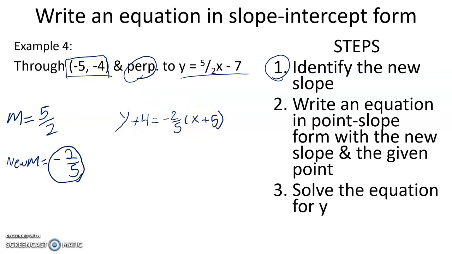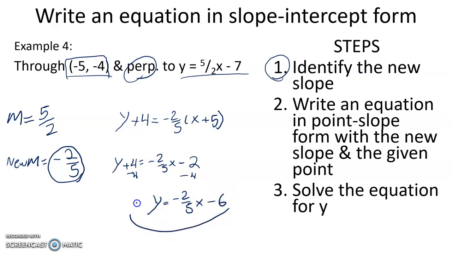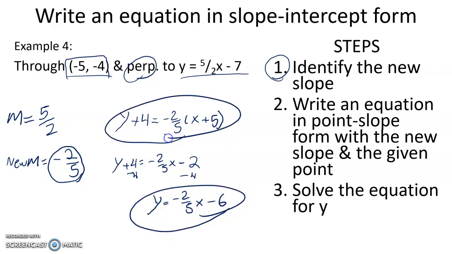And then from there, we solve for y, so I'm going to distribute this negative 2/5. y plus 4 equals negative 2/5 x minus, that's actually just going to turn into negative 2. And then we subtract the 4 over, and I'm going to get y equals negative 2/5 x minus 6. So again, two different equations, but they basically all tell you the same exact thing.